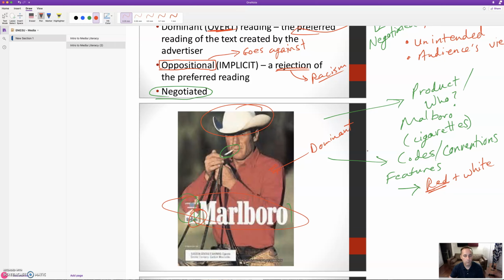Now, who is portrayed in the ad? Who do we have here? What's his profession? Gender, race, all those kinds of things. We want to think about that, right? Because we're trying to get to the ideology of this ad. What are they trying to tell us? So we have a kind of cowboy, or you might say a rancher.